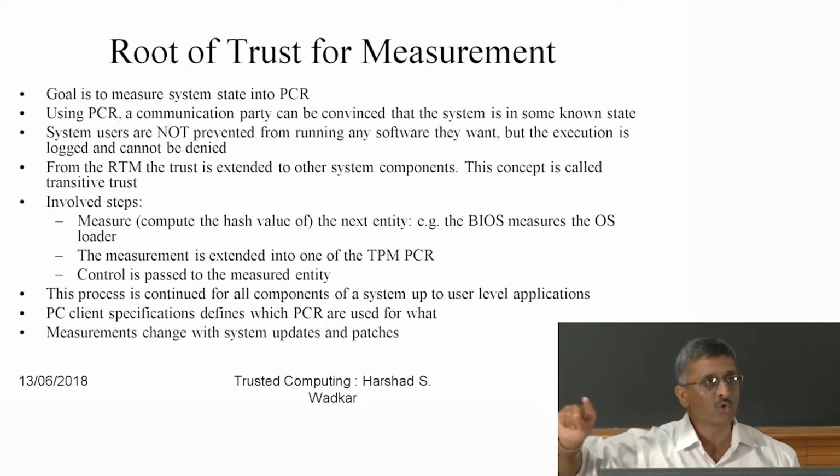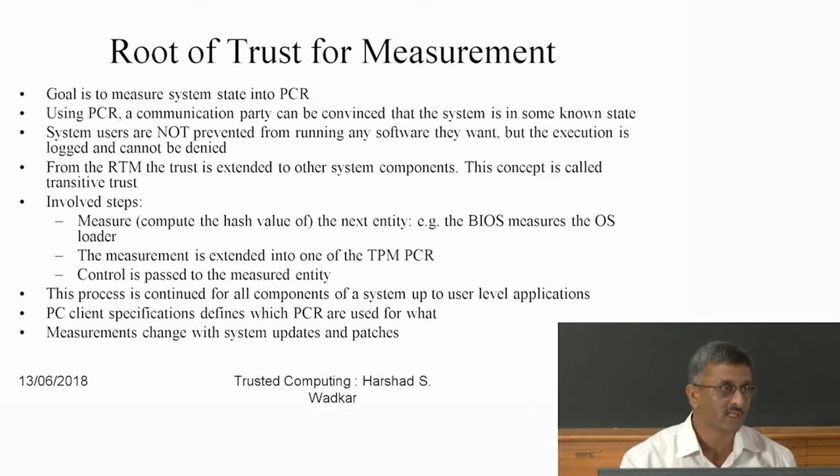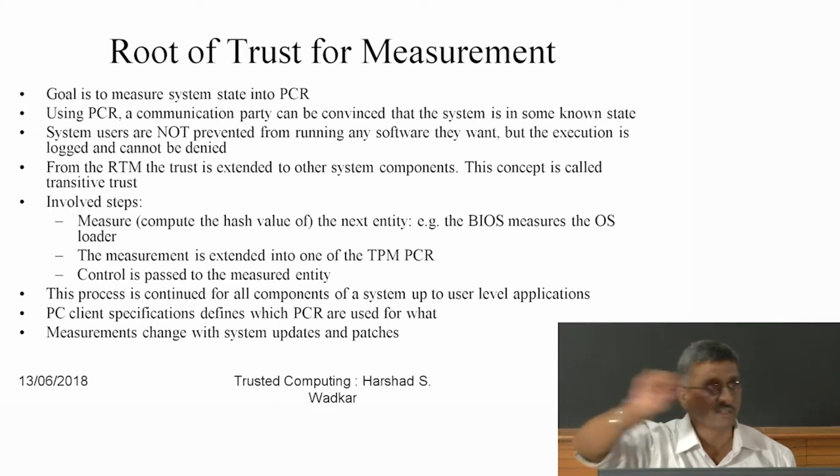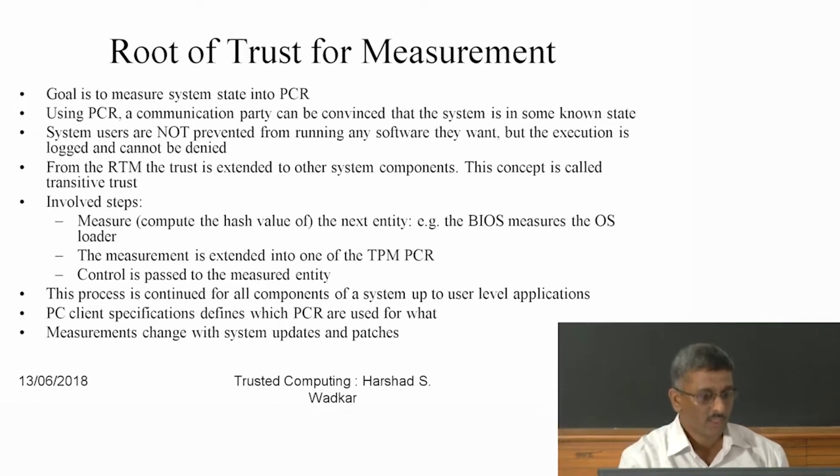Later on, suppose I want to load D, which is on top of C or after C. So C will look for the hash value of D and perform the measurement check. If it is available, that is the chain, that is the root of trust chain, transitive state. What are the steps involved? Measure, that is, compute the hash value of the next entity. BIOS measures the OS loader and so on.